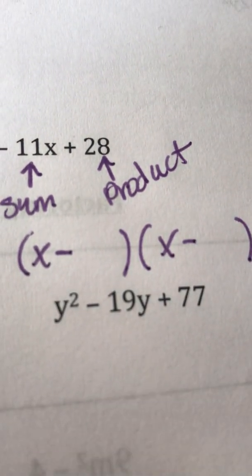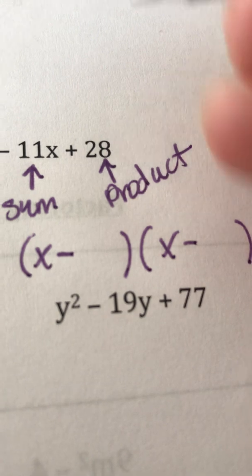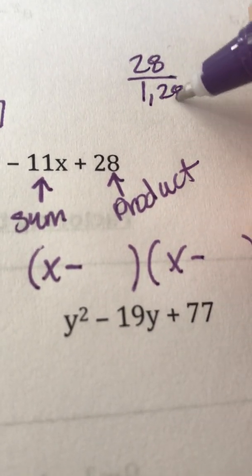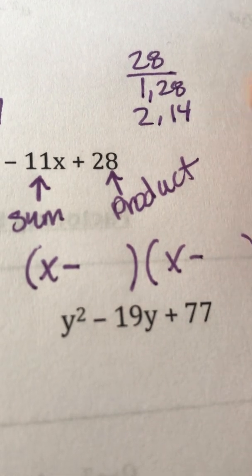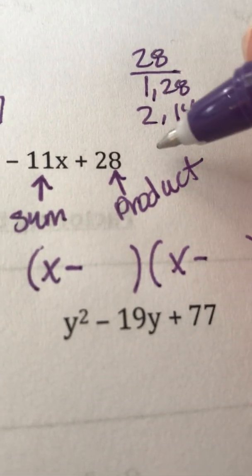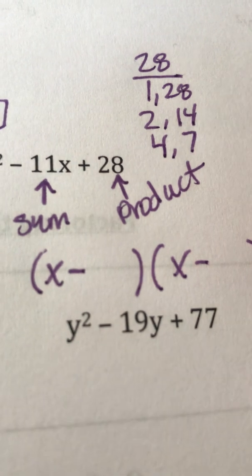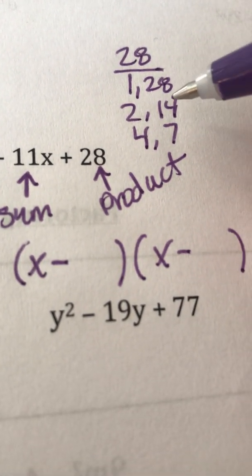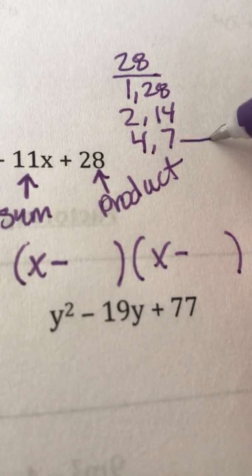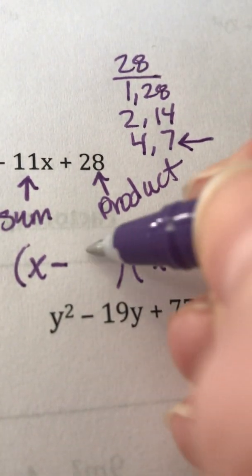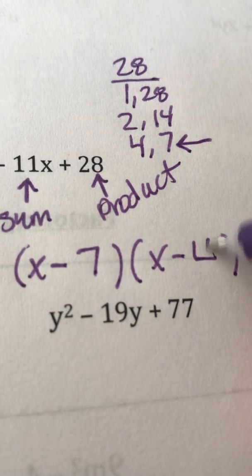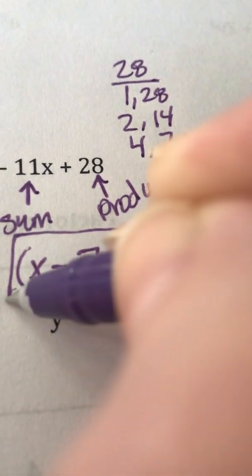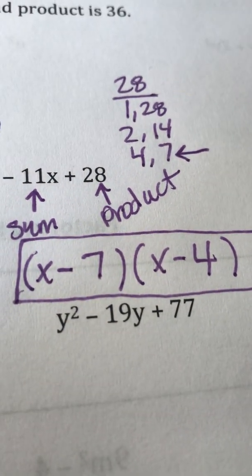Okay? Now we want to find the factors of 28. So, factors of 28. We have 1 and 28, 2 and 14, not 3, 4 and 7. Okay? Now, of these three pairs, which ones are going to give us a sum of 11? It's these two right here. So x minus 7, x minus 4. And those are our two factors.